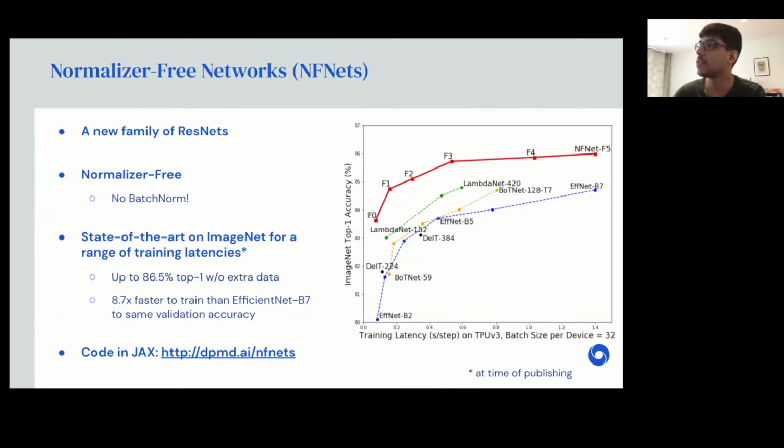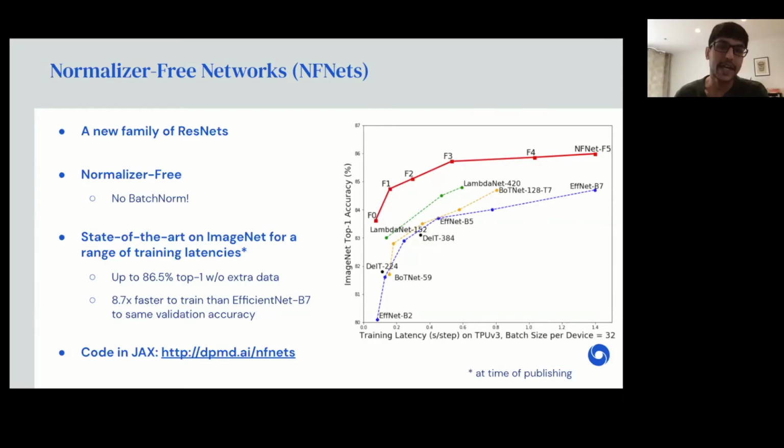And here we're comparing NFNets, which are the red curve, with a bunch of other prior state-of-the-art models on ImageNet. If you compare these models, you see that NFNet significantly improves performance, both in terms of test accuracy as well as in training time. In particular, if you compare the NFNet F1 model with the EfficientNet B7 model, we see that it's up to 8.7 times faster to train than EfficientNet B7, up to the same validation accuracy. And our biggest models get a top one accuracy of 86.5 without extra data, which sets a new state of the art. And all of our code is available in JAX.